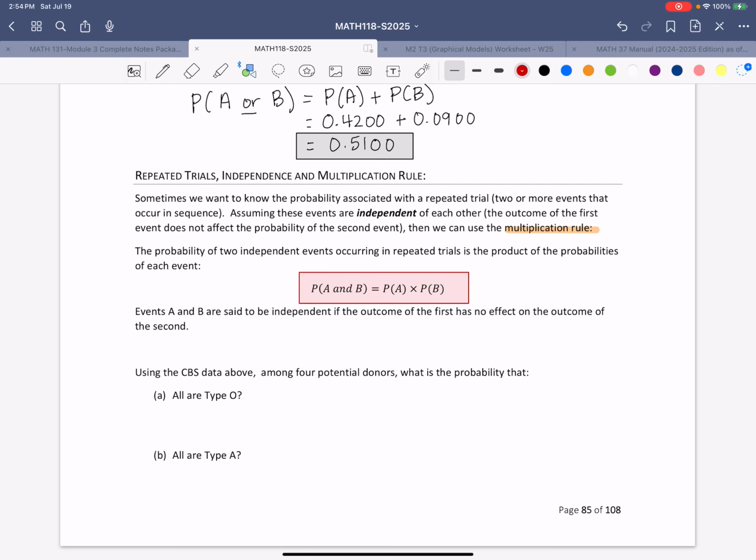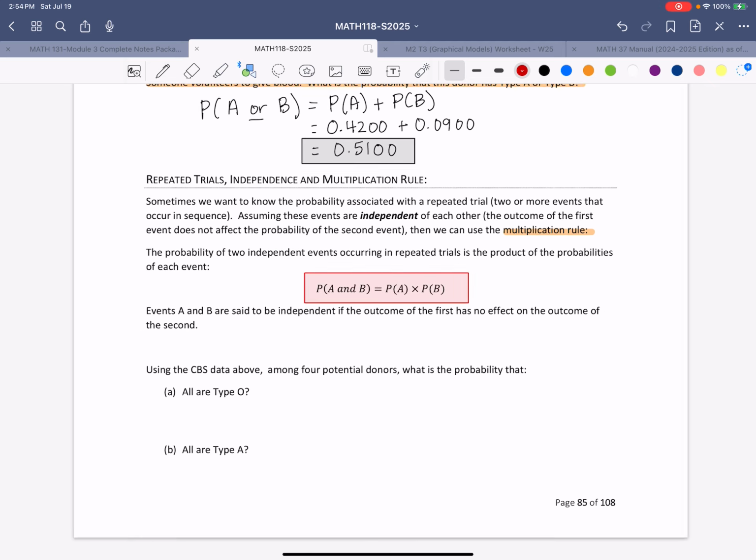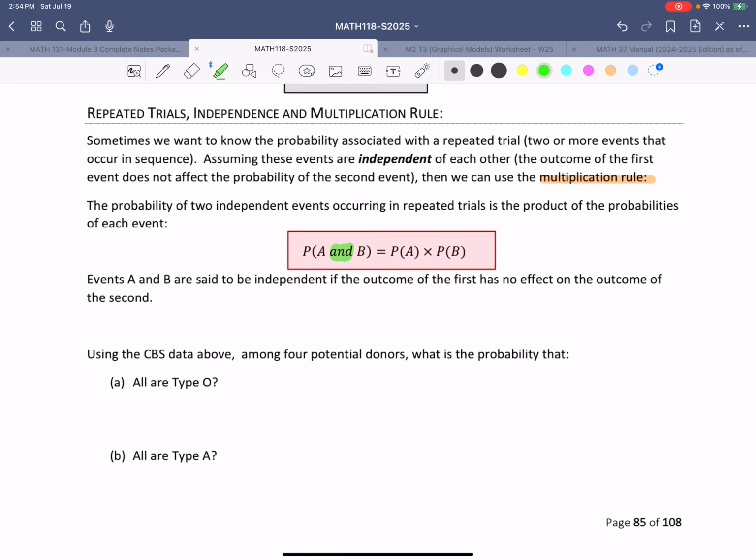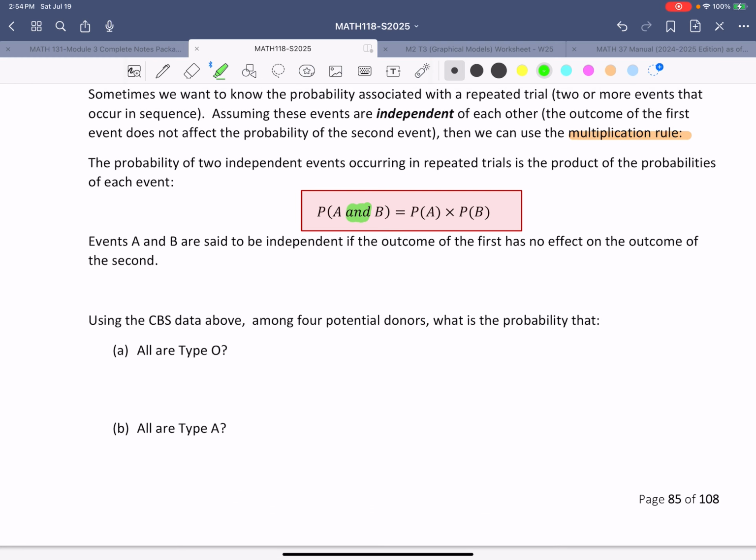So notice the difference between this one and the additive just above. Here we have the probability of A and B happening, and that means it's equal to the probability of A times the probability of B. So for this one, what I want to highlight is the word "and." The words "or" and "and" are really helpful when we're determining which rule we're going to apply. So let's go ahead and practice using this new multiplication rule.